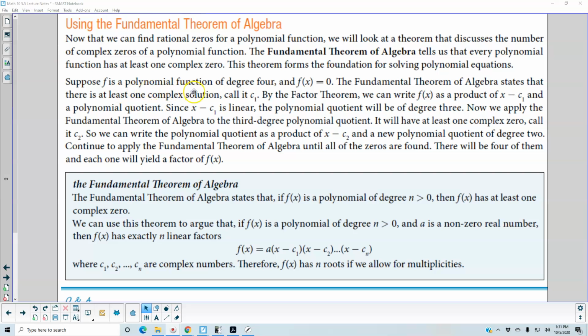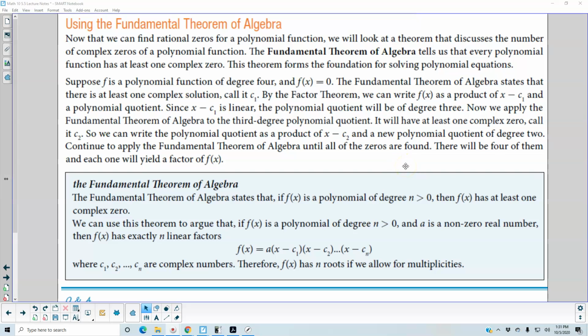Suppose f is a polynomial function of degree 4, and f of x is equal to 0. The fundamental theorem of algebra states that there is at least one complex solution. Call it c subscript 1. By the factor theorem, we can write f of x as a product of x minus c subscript 1 and a polynomial quotient. Since x minus c subscript 1 is linear, the polynomial quotient will be of degree 3.